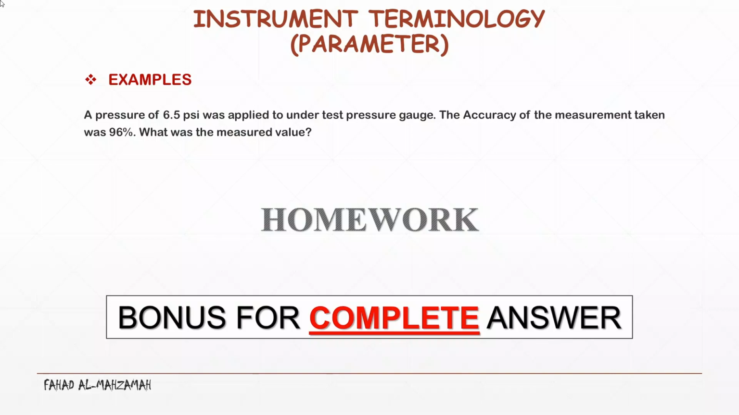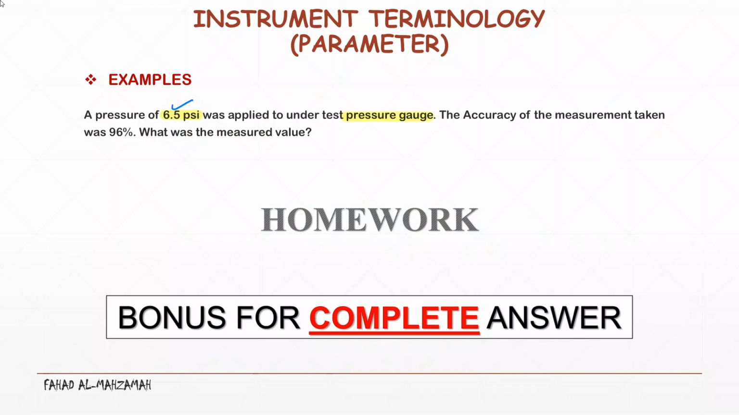The exercise said that a pressure of 6.5 psi, which is the true value, was applied to an under-test pressure gauge. It means that this pressure gauge is under test to check the accuracy. So this is your measurement device. This 6.5 is called the true value. It's applied to the pressure gauge, another device, to check the accuracy.